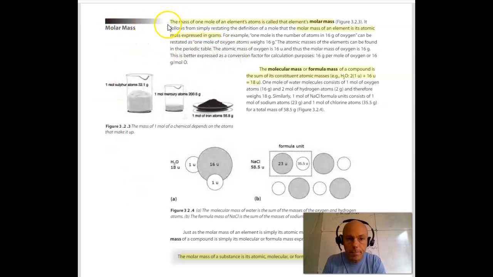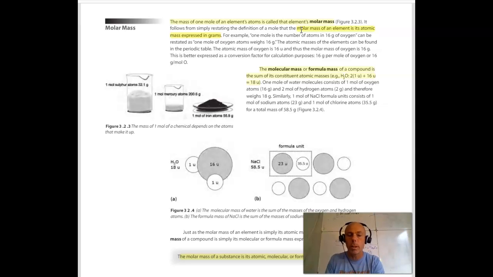And as you may remember from your first year chem class, molar mass is the mass of 1 mole of an element's atoms. That's what its name implies, the mass of 1 mole of an element's atoms. The book goes on to say that the molar mass of an element is its atomic mass expressed in grams. Its atomic mass expressed in grams.